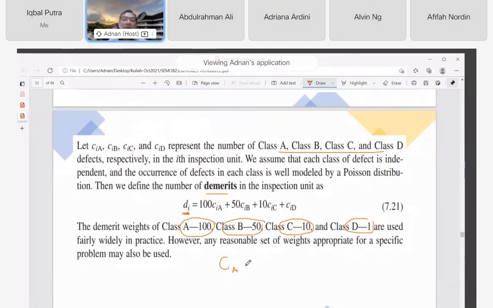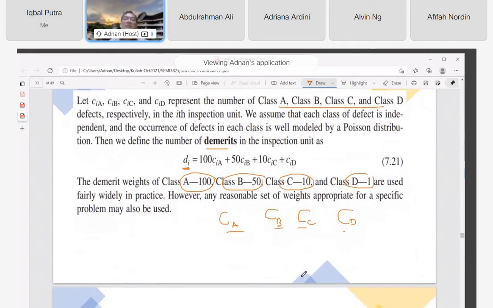Okay, so ada CA. Okay, count for A, count for B. Okay, count for C. Okay, count for D. I mean the type of that defect lah, is counting that. So and then put the weightage here, 100, 50, 10, and 1. Okay, so this weightage are widely used. Not necessarily like this. Some system or some user they use different.